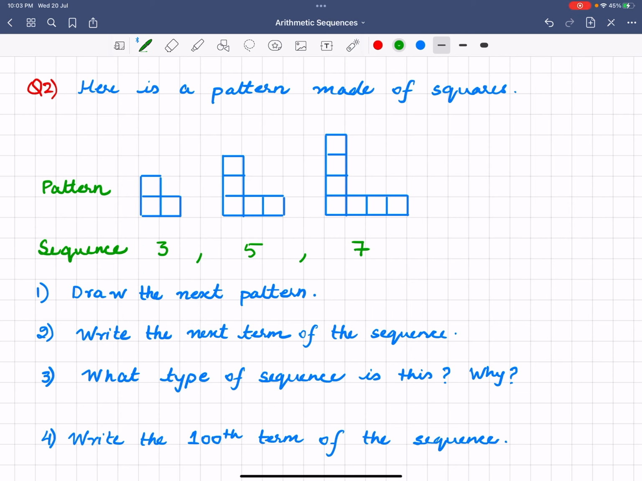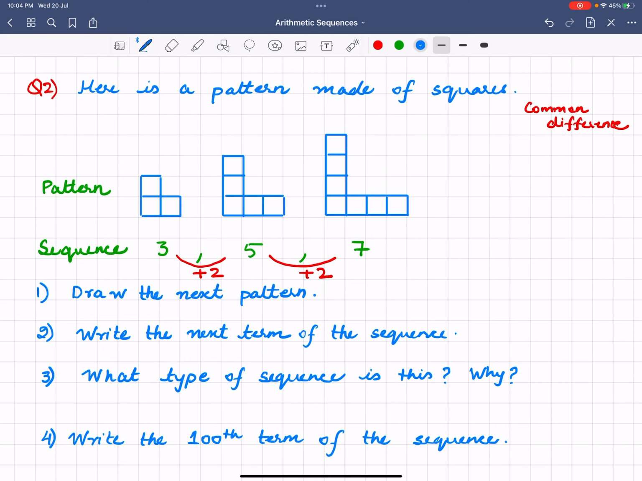The question says draw the next pattern. If I have to draw the next pattern, and since I know that this is an arithmetic sequence, how do I figure out that this is an arithmetic sequence? Because I add 2 to 3 and I get 5, and then I add 2 to 5 and I get 7. So here we have common difference. Whenever the terms of a sequence have common difference, that is known as an arithmetic sequence. So let's draw the next pattern of the sequence.